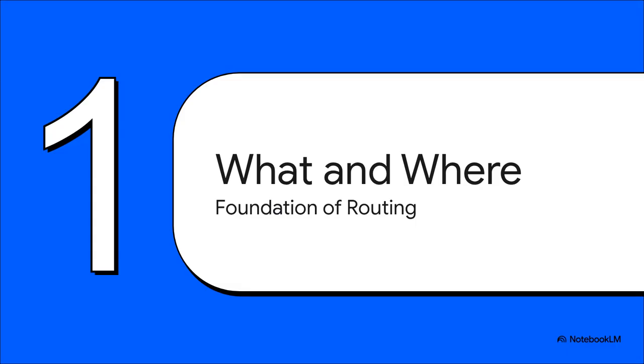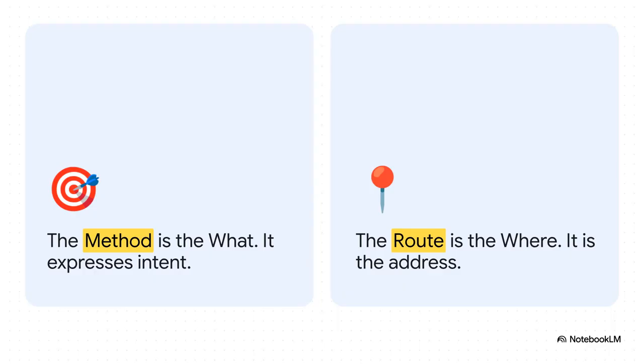All right, section 1. The what and the where, the foundation of routing. To really understand routing, we first have to answer a pretty fundamental question. How does a server actually interpret your request when it first arrives? Notice how every single request is broken down into two totally distinct parts. On the left, you've got the HTTP method. Think of this as the what.